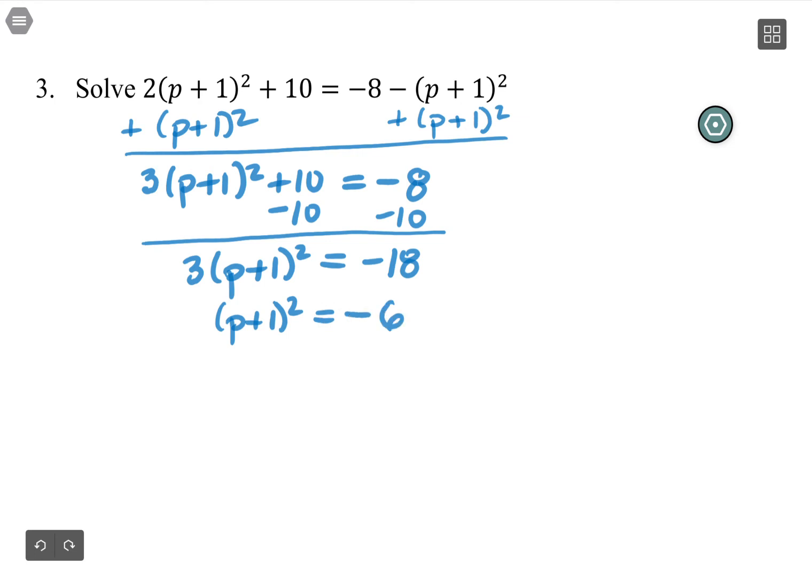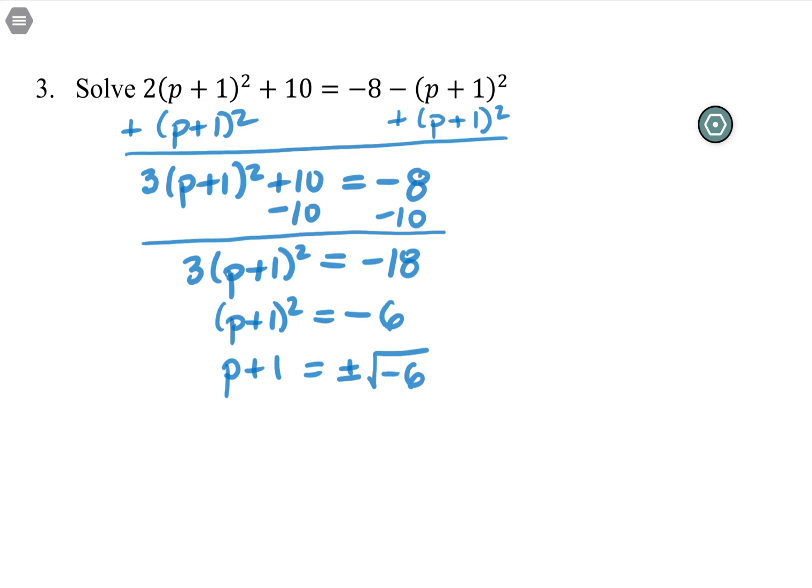And I'm starting to get a little bit worried because when I square things, they should not end up being negative. But even if you're just on autopilot and you haven't noticed, I'm adding 1 to p and then squaring. So to solve, I need to take the square root of both sides. And you can't just move that minus out in front. That really does give you plus or minus the square root of negative 6.